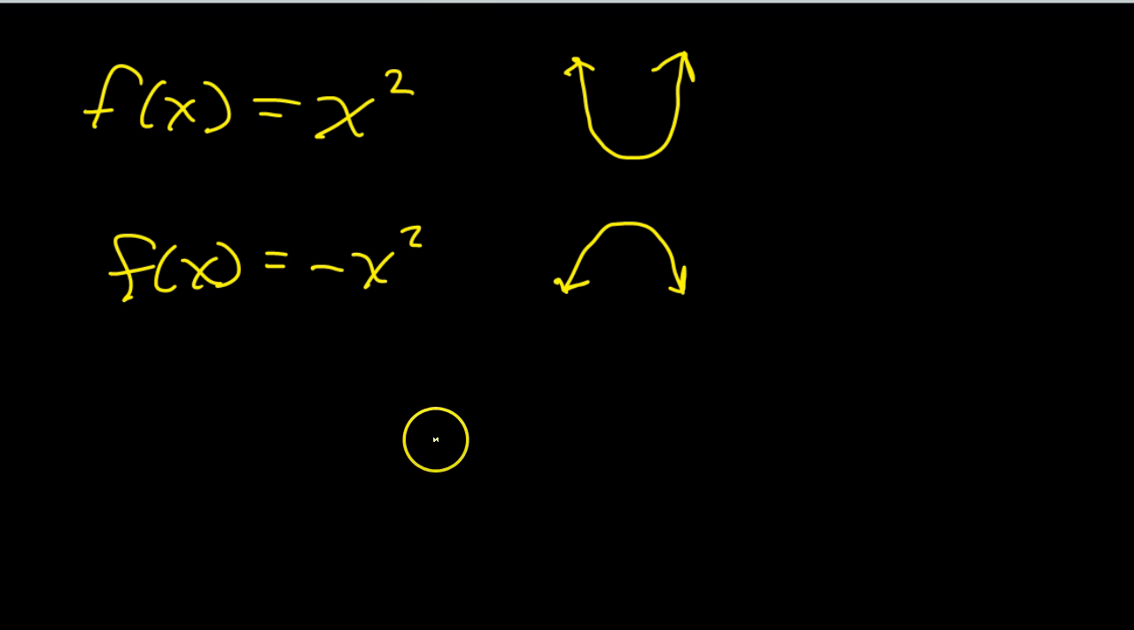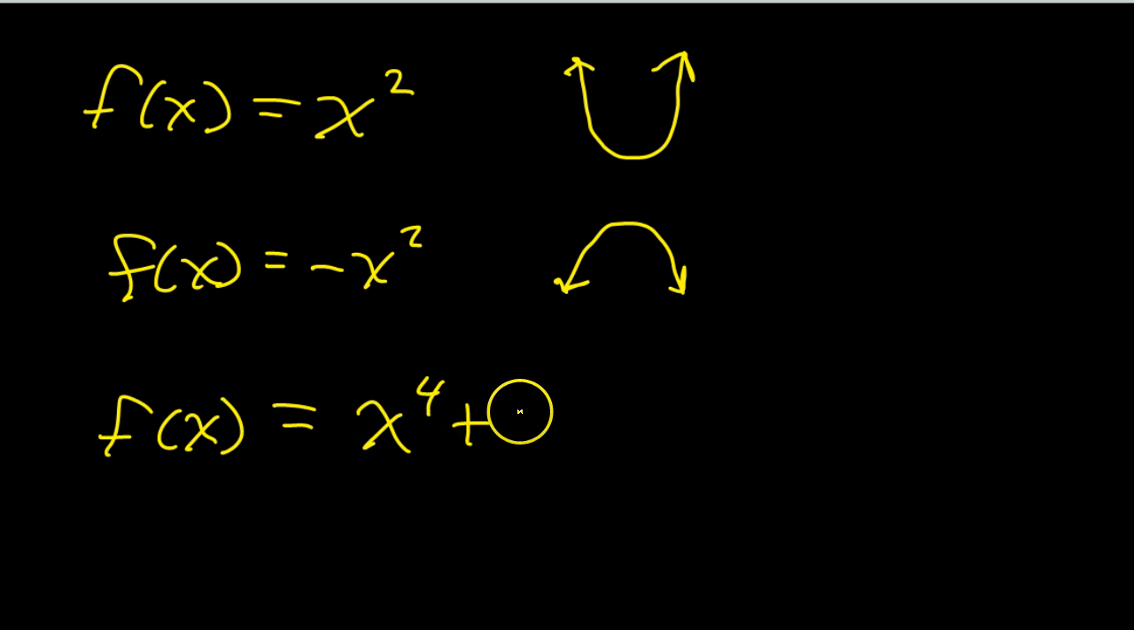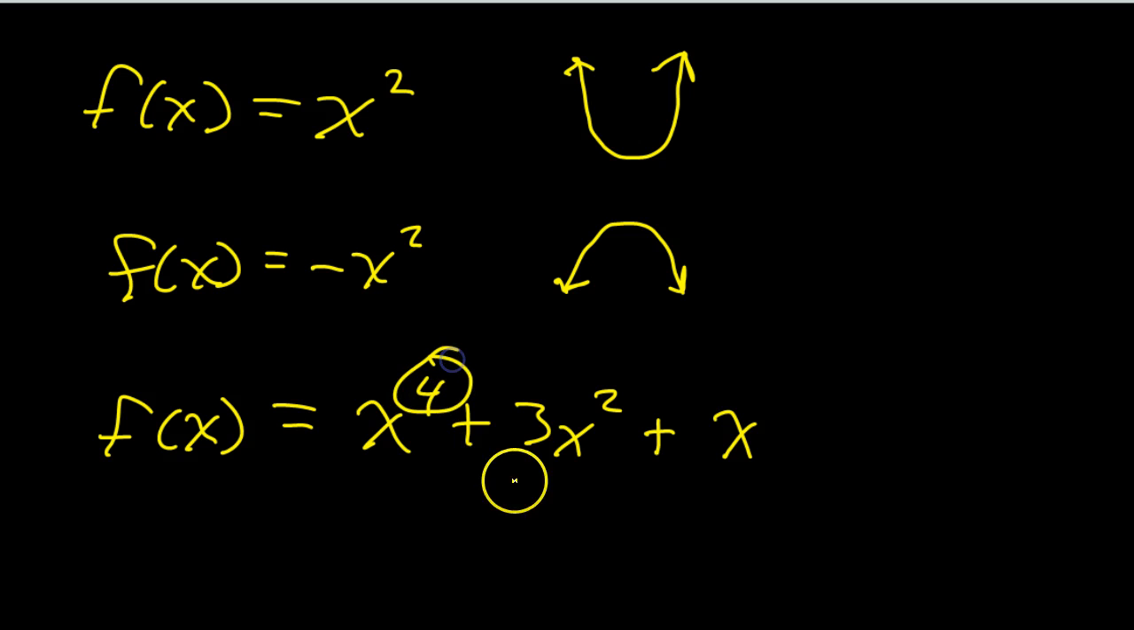So what we learned was to look at the end behavior. When it was positive, both arms are pointing up. When it's negative, both arms are pointing down. But either way, both arms are pointing in the same direction. What we learned was all even degree functions have the same type of end behavior. So for example, say if I had x to the 4th power plus 3x squared plus x. The degree of this is 4.